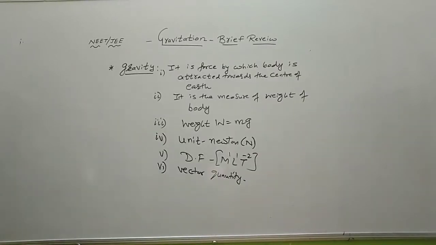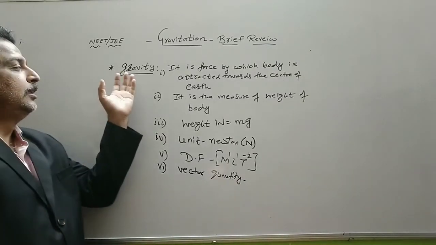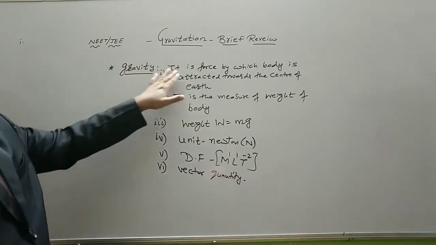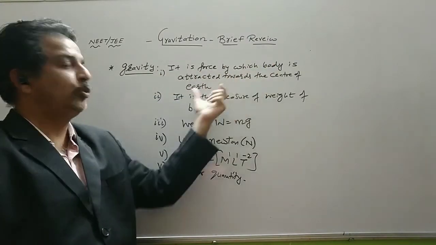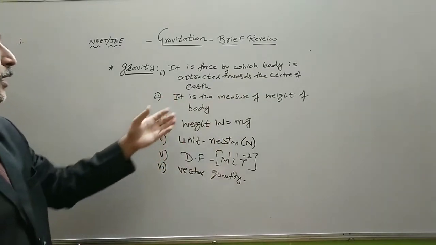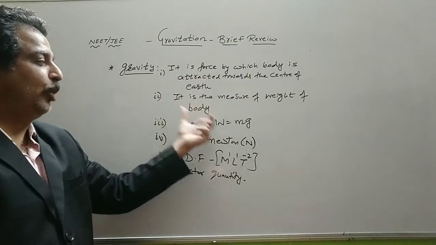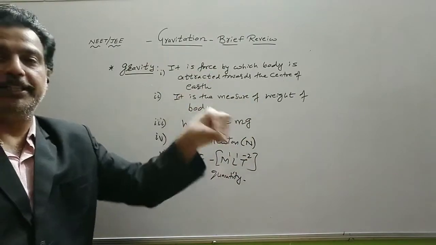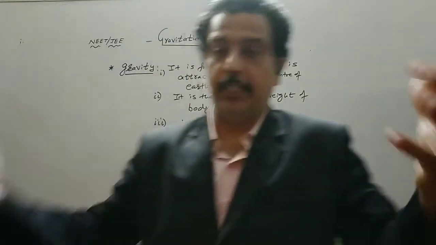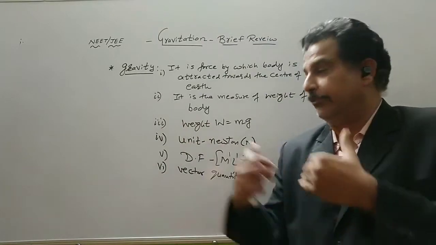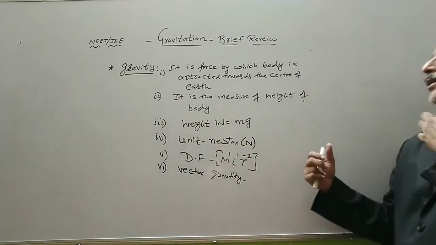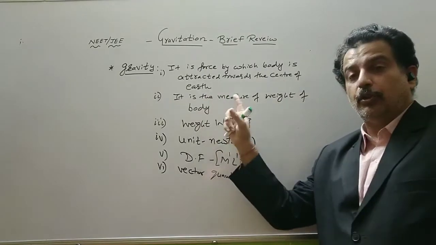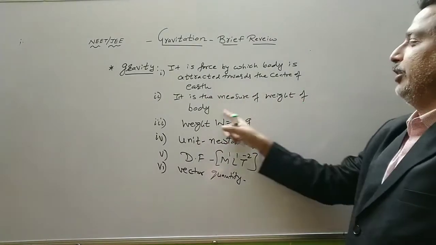Now let us see the term gravity. Sometimes we call it the force of gravity or only gravity. It is the force by which a body is attracted towards the center of the earth. It is the measure of the weight of a body. So the weight of a body is nothing but the force by which a body is attracted towards the earth. So if we say my weight is this much, I mean by how much force I am attracted towards the center of the earth. So gravity here means the measure of the weight of a body.